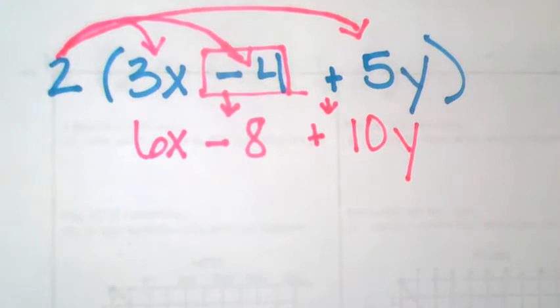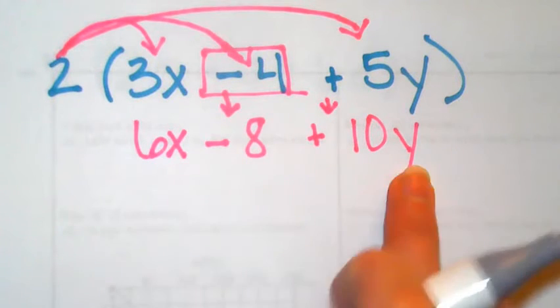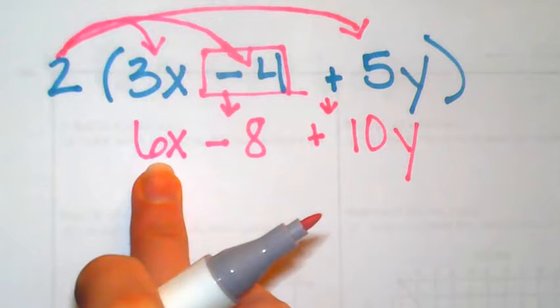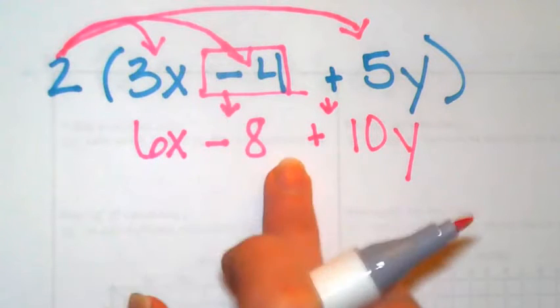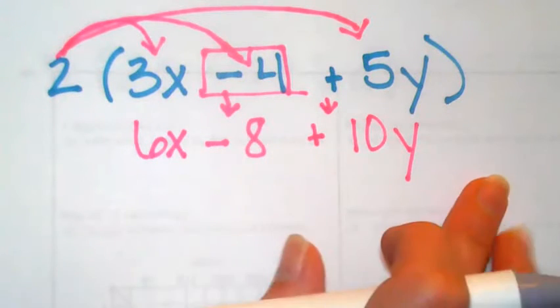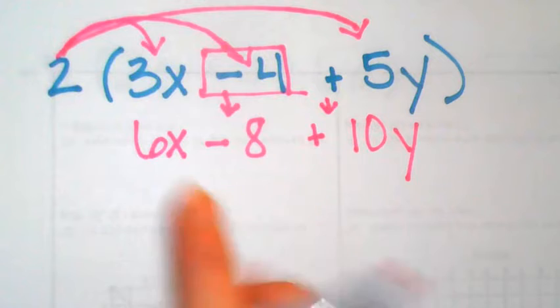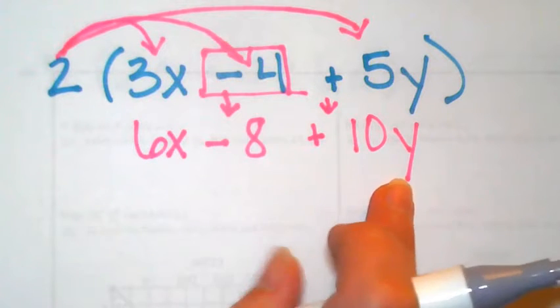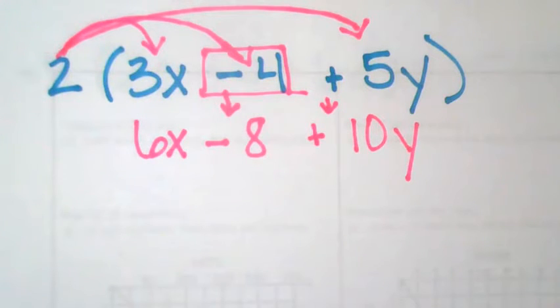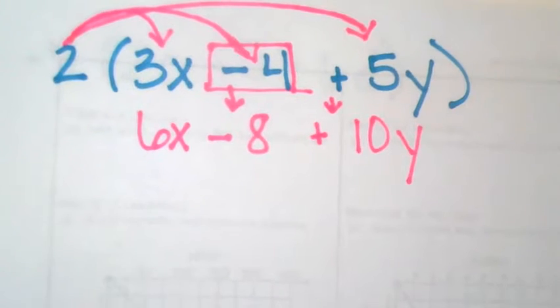Now I'm going to just check to see if I have any like terms here that I can combine. 6x, that's an x term. -8, that's a constant. Plus 10y. They're all different. X, constant, y. That's as much as I can do to simplify that on this problem.